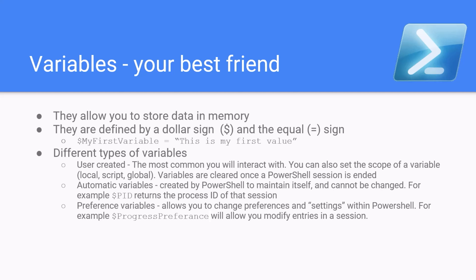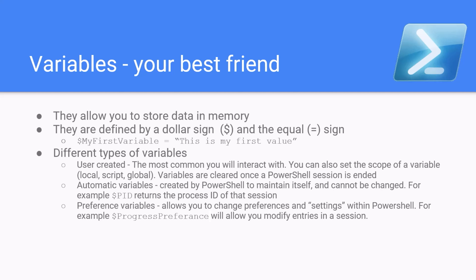All right. Now, once variables are created in PowerShell and you close that PowerShell session, the variables are cleared. Then you have automatic variables. These are created by PowerShell to maintain itself and cannot be changed. So for example, maybe you want to get the process ID that PowerShell is running. It will go ahead and return that, and you cannot change it even if you try. We're going to test this in a little bit.